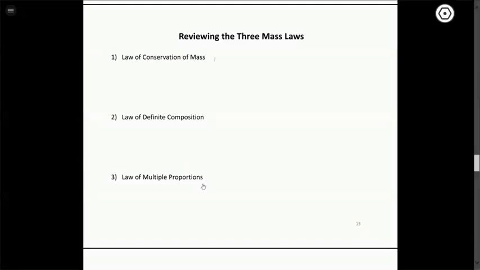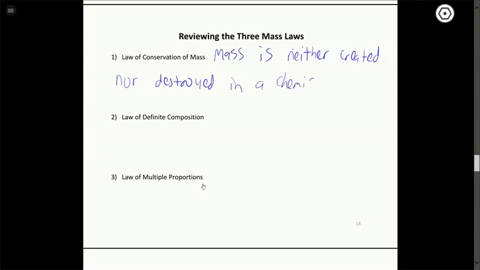As we saw, conservation of mass is probably the easiest one for us to appreciate. That's one that we were probably introduced to at a very young age. And so during a chemical reaction, mass is neither created nor destroyed. Okay, so that's the law of conservation of mass.